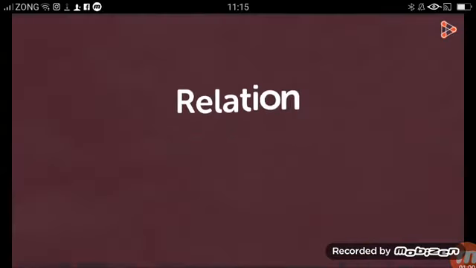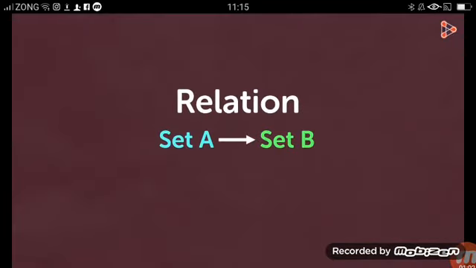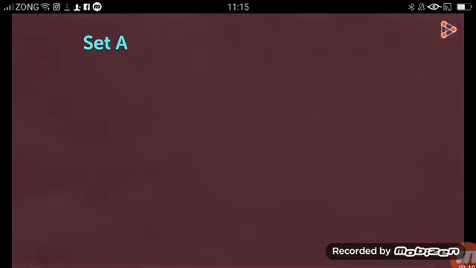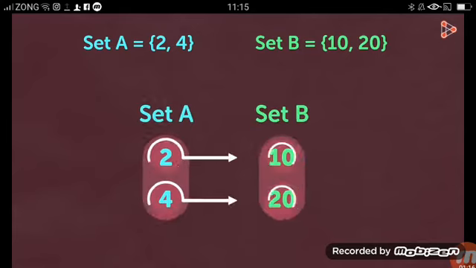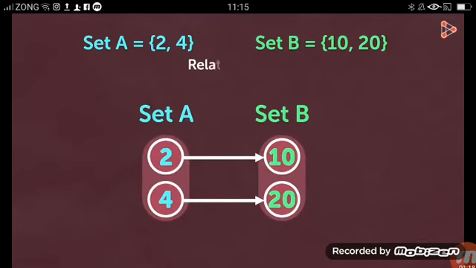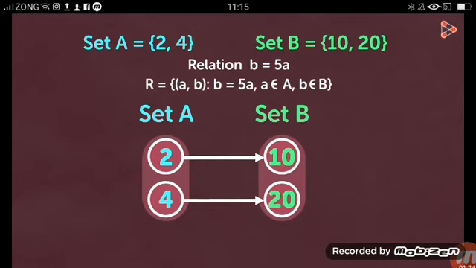We know that a relation from set A to set B gives us ordered pairs of the form (a, b). Now let's look at the two sets A and B. Set A has elements 2 and 4, and set B has elements 10 and 20. Let's look at an arrow diagram to represent the relation b = 5a. This is how we can write it in the set builder form.